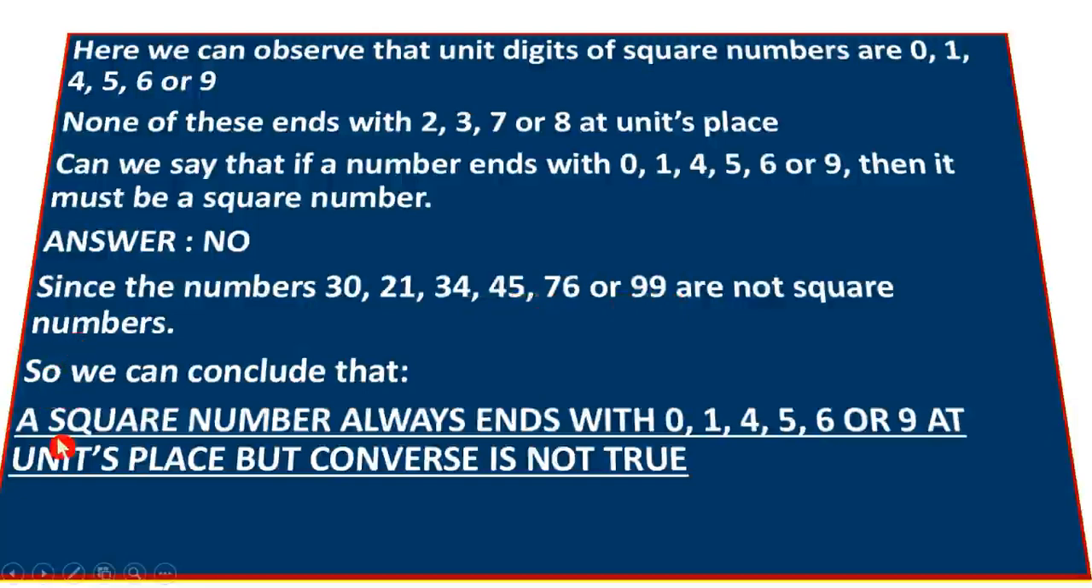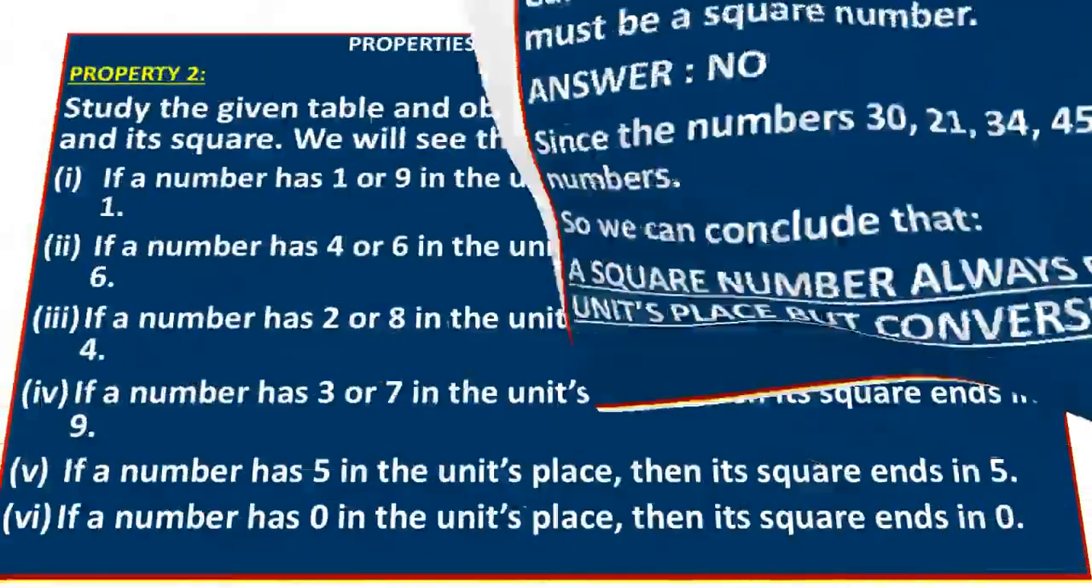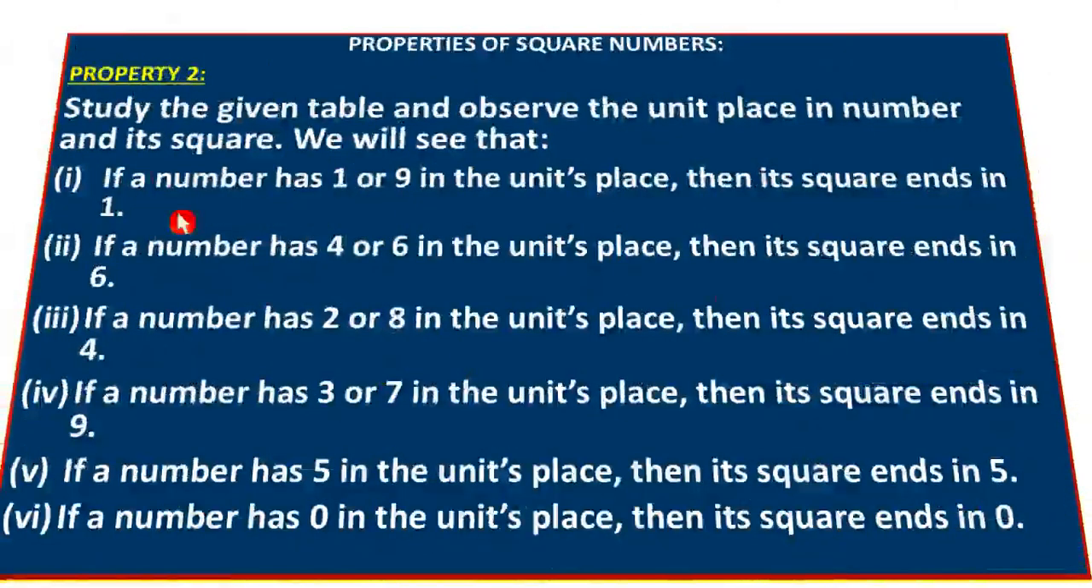So here we can conclude that a square number always ends with 0, 1, 4, 5, 6 or 9 at unit place, but the converse is not true. Converse means a number ending with 0, 1, 4, 5, 6 or 9 must be a square number; it is false. It is wrong. So a square number always ends with 0, 1, 4, 5, 6 or 9. Remember, children.